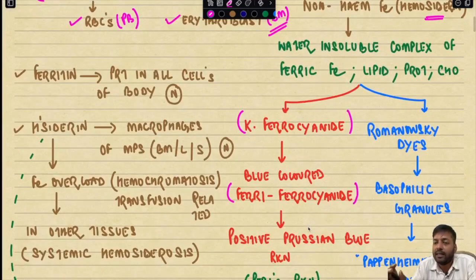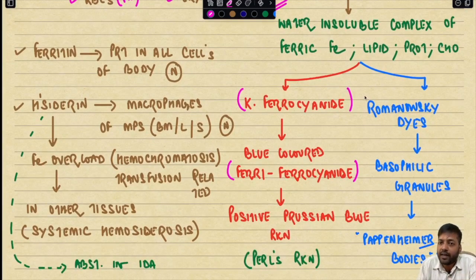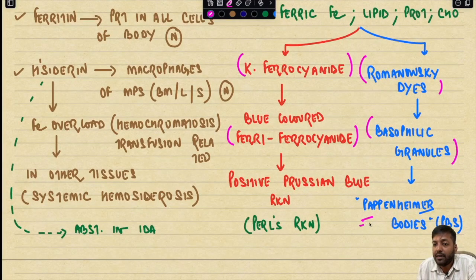The second important thing: these siderotic granules can also be detected by means of Romanovsky dyes. With the help of Romanovsky dyes, the siderotic granules appear as basophilic granules, and these are termed Pappenheimer bodies. So Pappenheimer body is nothing but a form of siderotic granule. We use this term when we stain that particular siderotic granule with the help of a Romanovsky dye.